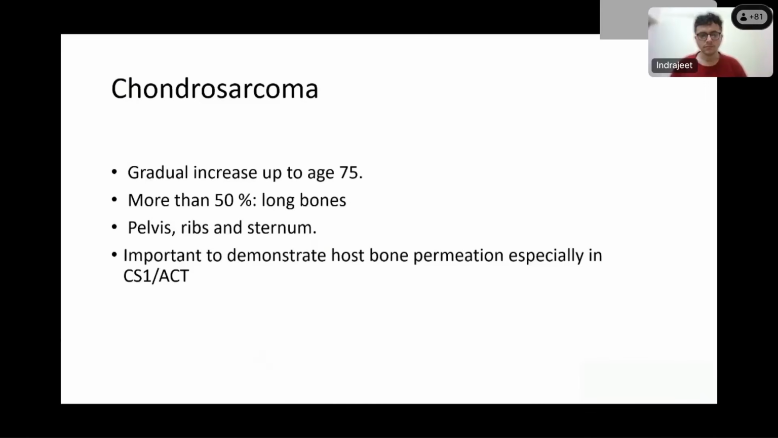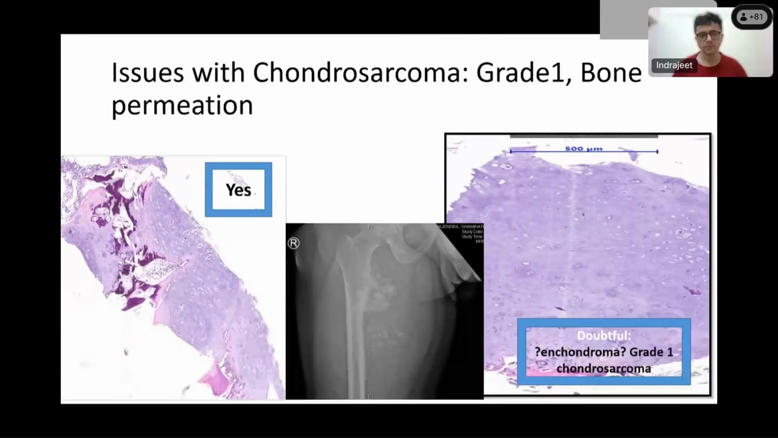It is very important to demonstrate host bone permeation, especially in chondrosarcoma grade 1, or what we call a typical cartilaginous tumor in the peripheral bones. This in itself is a very vast subject, but the issue with chondrosarcoma or ACT grade 1 is you need to demonstrate the permeation of the host bone, like you can see here. Otherwise, you just simply cannot make any diagnosis.